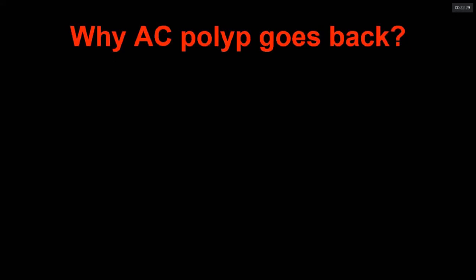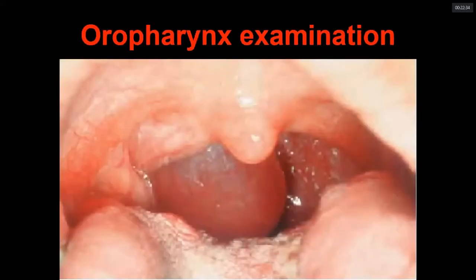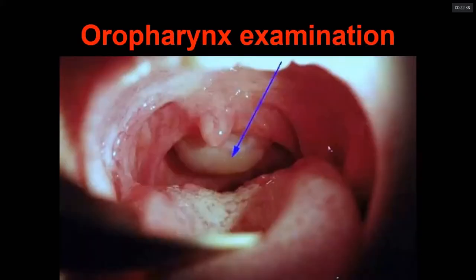So in these pictures, you have seen that the polyp has grown out into the nasopharynx and subsequently into the oropharynx. So you don't see a large mass hanging out from the nose.